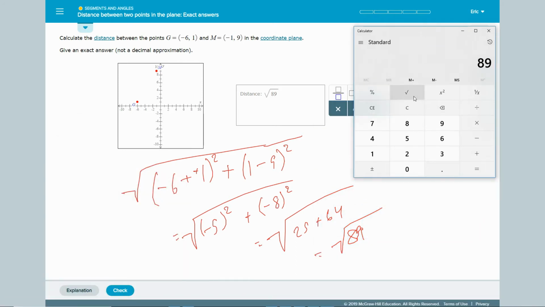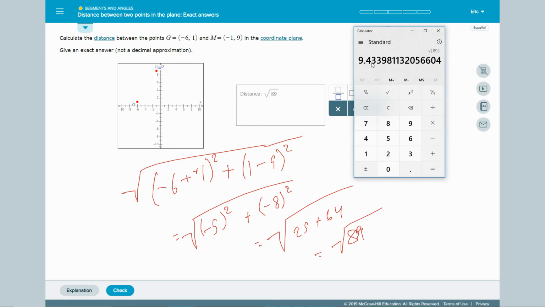the square root of 89 in this calculator is 9.4339811320566604. But I can guarantee you, if you put it into a better calculator, you'll get a longer decimal representation. And plus, honestly, that's way too much to be typing out into ALEKS.